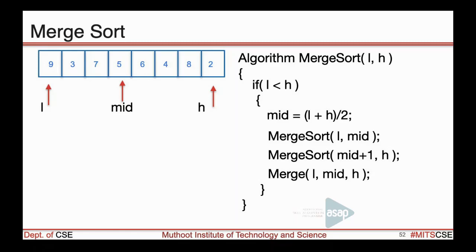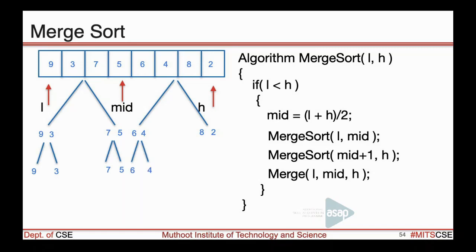So let's see how this particular example works. After finding mid, we will be splitting data from L to mid, that is 9, 3, 7 and 5, and we will be splitting the other half also, 6, 4, 8 and 2, into 2 and 2. Once it is divided into 2 and 2, it will be further divided into single elements: 9, 3, 7, 5, 6, 4, 8 and 2. Now it's a smaller problem, right? That is only one element in the array, which is a smaller problem.